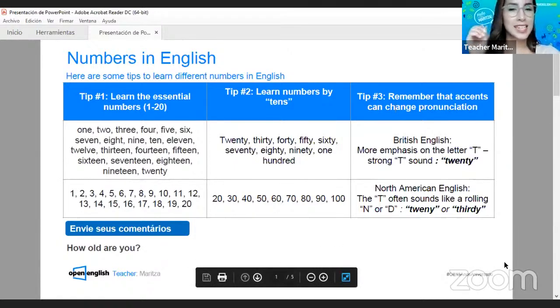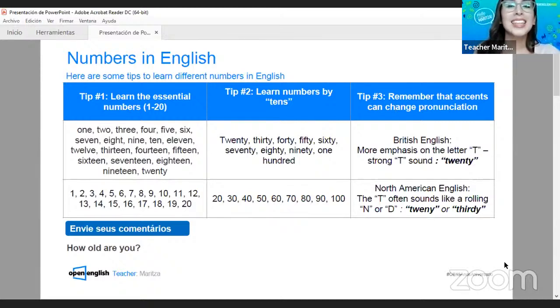And it's important to keep in mind, important to remember that accents can change the pronunciation of a number. So many times in classes, when I am talking about numbers, they say, Teacher Maritza, why are you saying it like 20, 20, or 30, 30? So with a British accent in English, for example, Teacher Chris, he puts more emphasis on the letter T. So he has a strong T sound. For example, he says 20, 20, which is the correct way to say it.